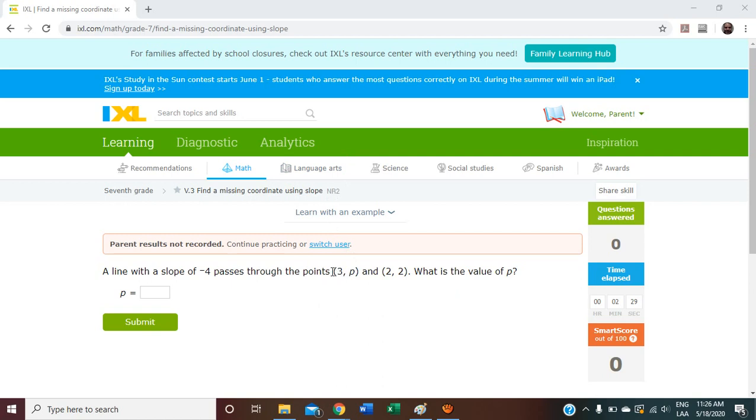Now we have coordinates, but this is one coordinate, (3, p) and (2, 2). As you can see, the first coordinate is incomplete, so we don't know the number that must be here. We're just calling it p. Okay, so what is p according to this? We don't have p, but we have the slope. The slope is -4. So how can we do it?